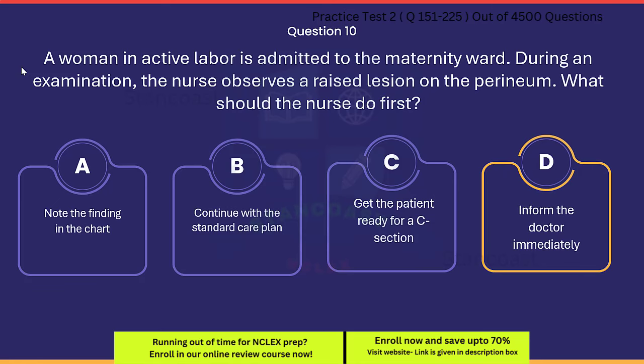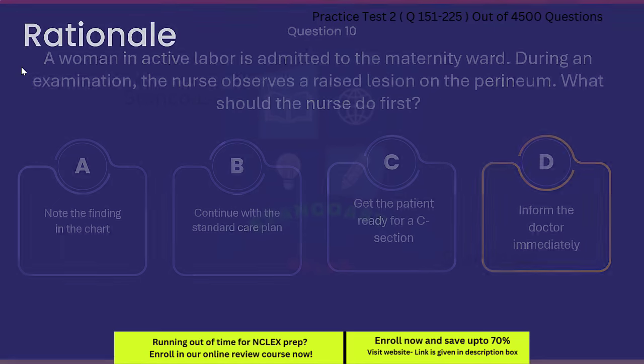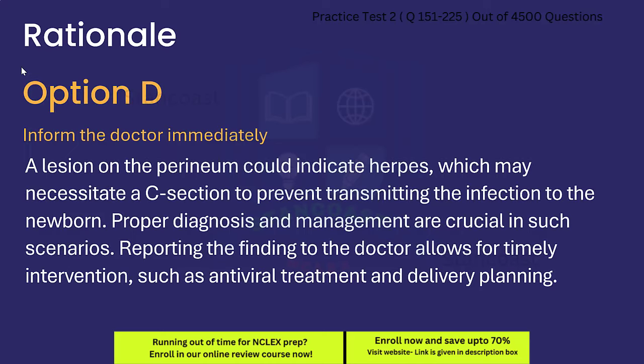Inform the doctor immediately. A lesion on the perineum could indicate herpes, which may necessitate a cesarean section to prevent transmitting the infection to the newborn. Proper diagnosis and management are crucial in such scenarios. Reporting the finding to the doctor allows for timely intervention, such as antiviral treatment and delivery planning.